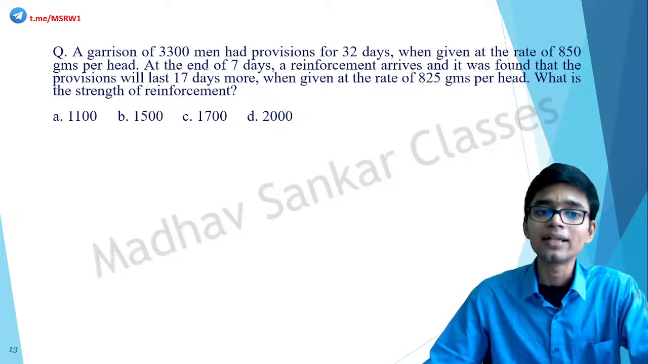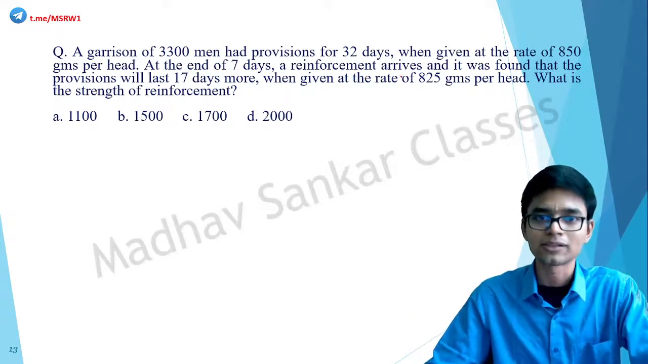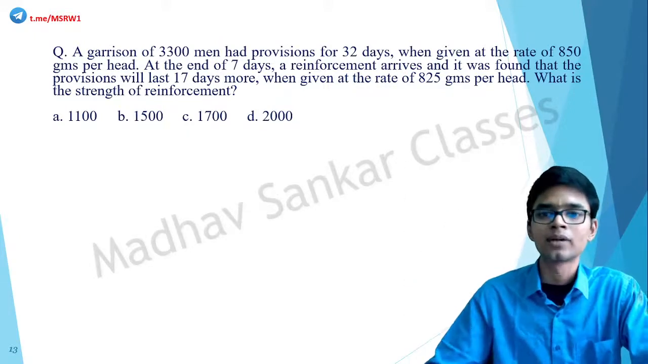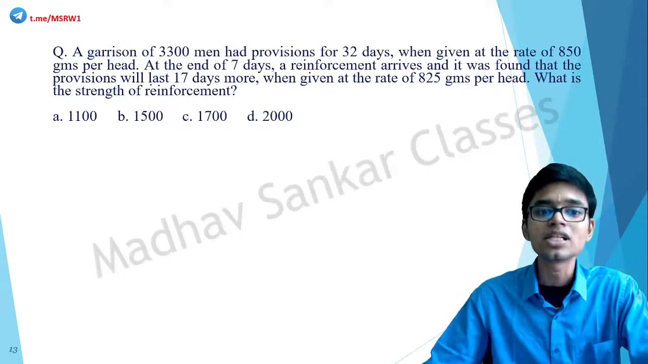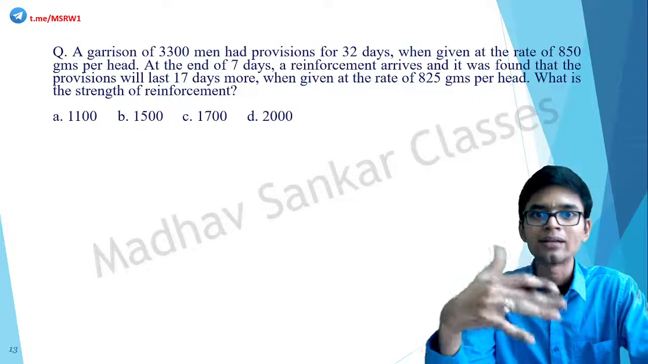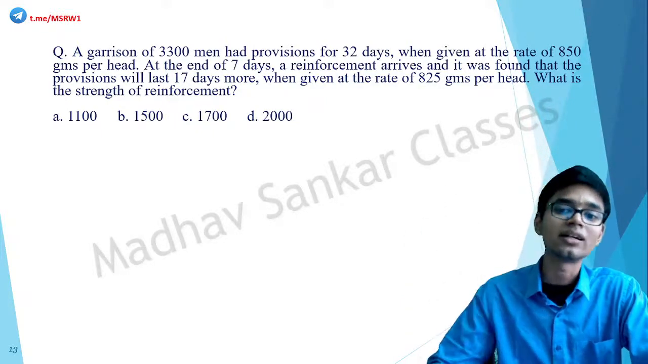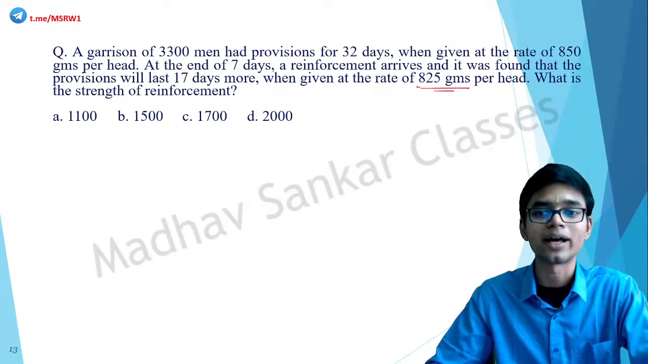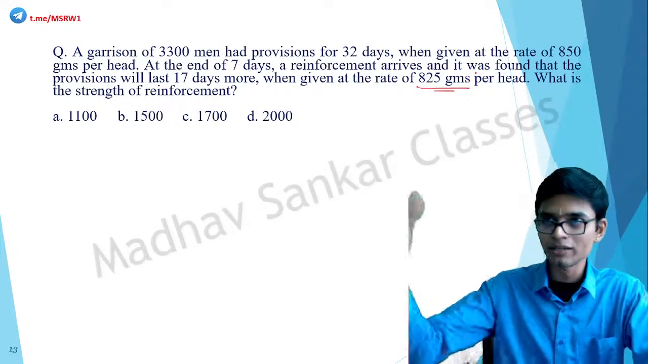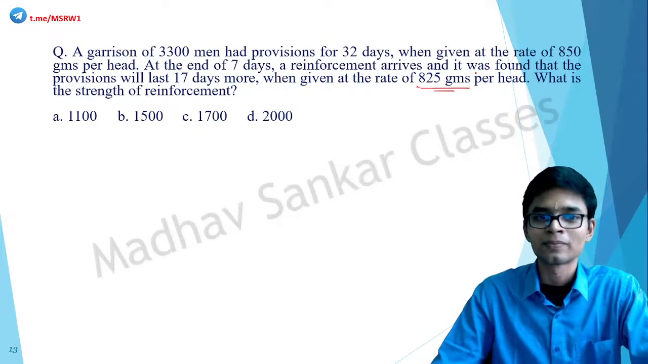Clear? Now, at the end of 7 days, a reinforcement arrives. So some more men came. And it was found that the provisions will last 17 days more. So after 7 days, some more men came and the rest of the provisions will last only for 17 more days when it is given at the rate of 825 grams per head. What is the strength of the reinforcement? So how many men came after the 7 days? That is the question. Clear?